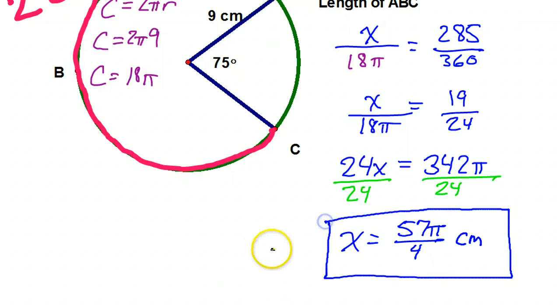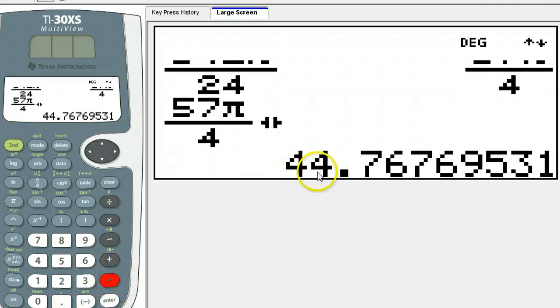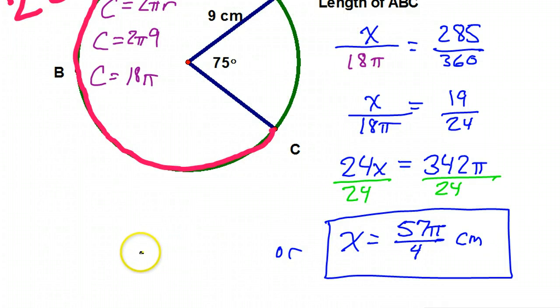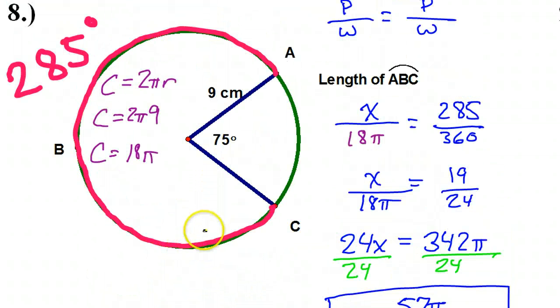But let's also write this as a decimal by toggling it. So 44.77. And that is it for number 8.